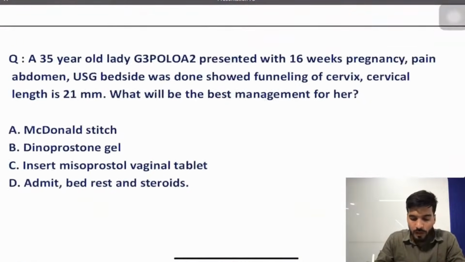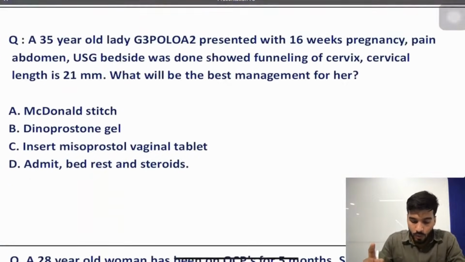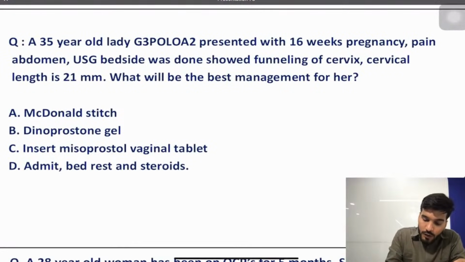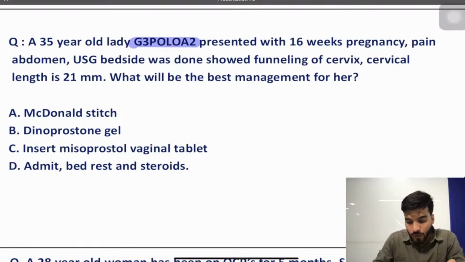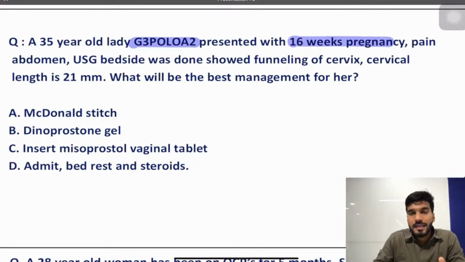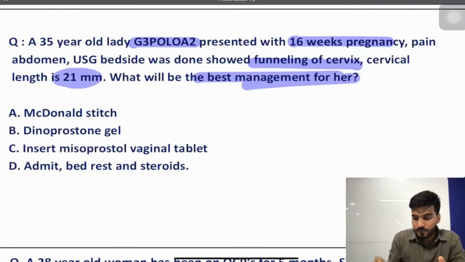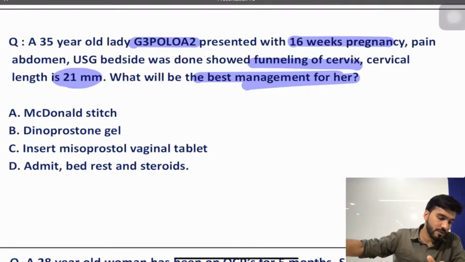That was all about the abortion chapter. Now one question, if they ask: a 35-year-old lady, gravida 3 para 0 living 0 abortion 2, that means she's third time pregnant and had 2 previous abortions, presents with 16 weeks pregnancy and pain abdomen. The bedside USG was done. It shows the funneling of the cervix. The cervical length was 21 mm. What will be the best management for her? What will be your answer for this particular question? What is your diagnosis?